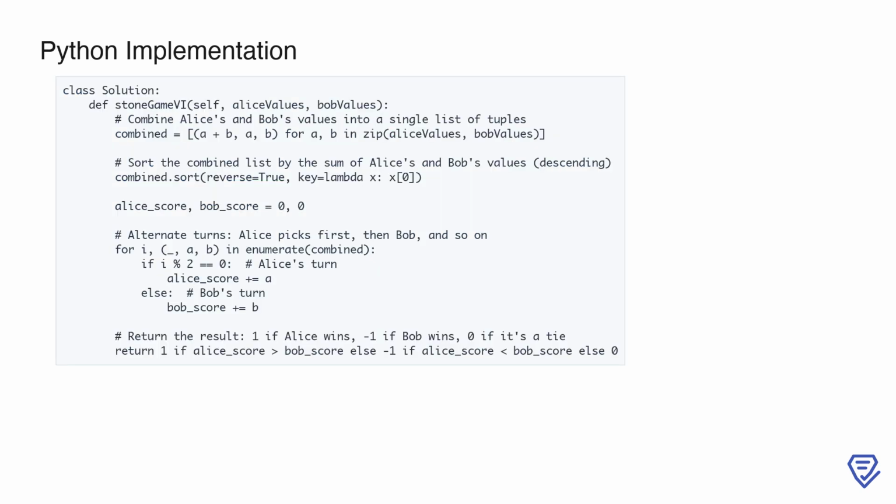This implementation solves LeetCode problem number 1686, Stone Game VI, using a greedy approach. The problem requires simulating a two-player game where Alice and Bob alternately pick stones to maximize their respective scores.